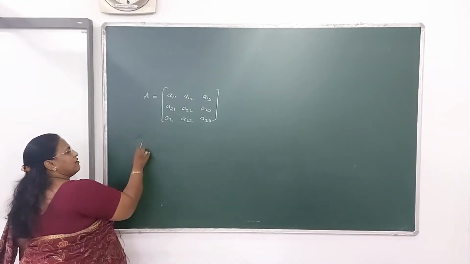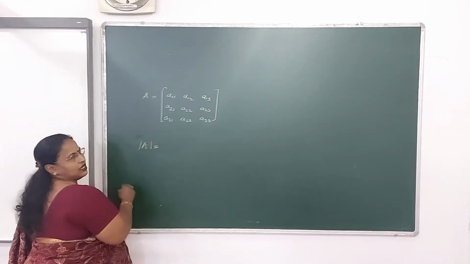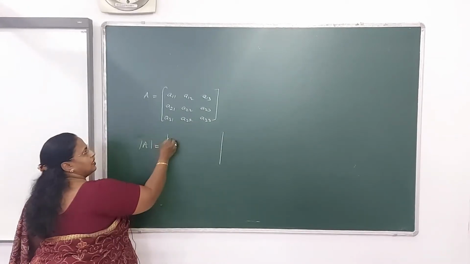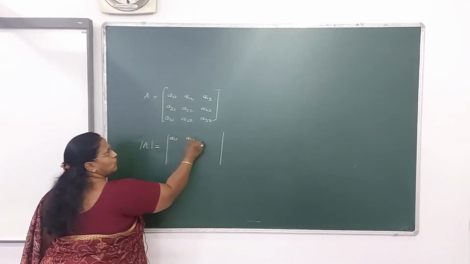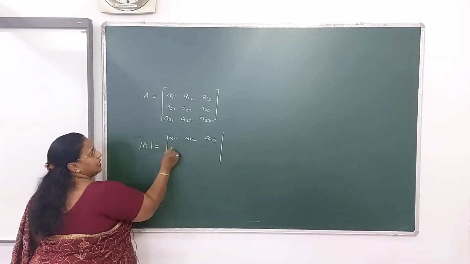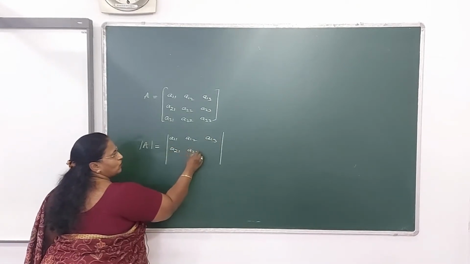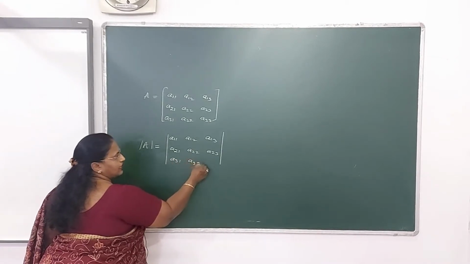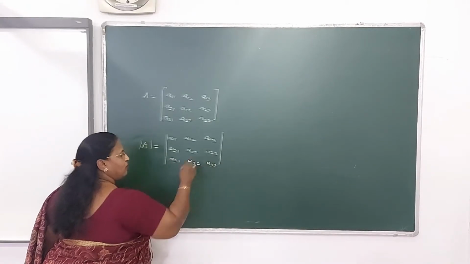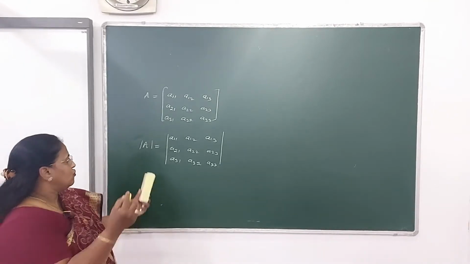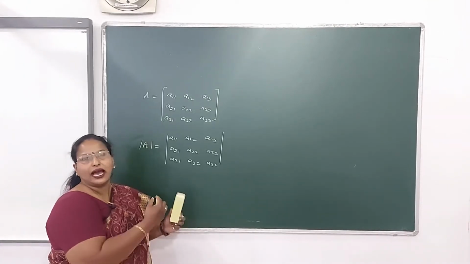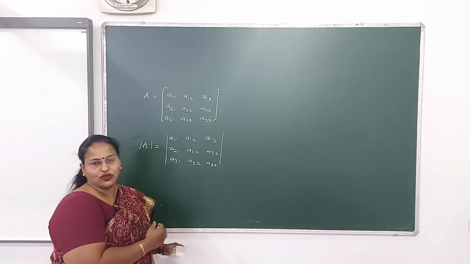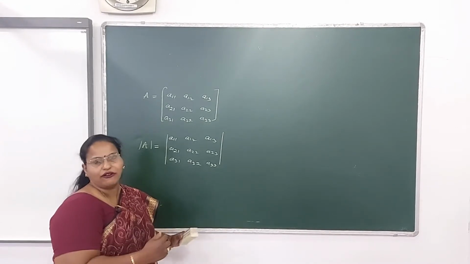Now how to get the value of determinant of order 3? So determinant of A will be determinant A11, A12, A13, A21, A22, A23, A31, A32, A33. A definite formula is there, but we will be doing it directly. Make a habit of doing it directly, and we should do it fast also. So your calculation should be that perfect.